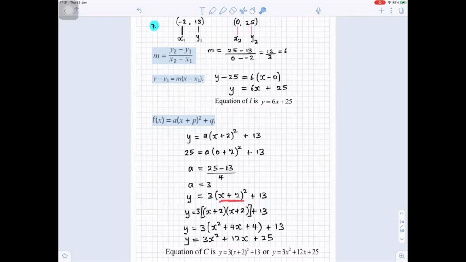We can expand this. (x + 2)² is the same as (x + 2) times (x + 2). When you expand that, it gives you x² + 4x + 4. Now you remove the bracket. 3 times x² is 3x². 3 times 4x is 12x. And 3 times 4 is 12. 12 plus the 13 gives you 25. So you can write the equation of the curve C as y = 3(x + 2)² + 13, or y = 3x² + 12x + 25.